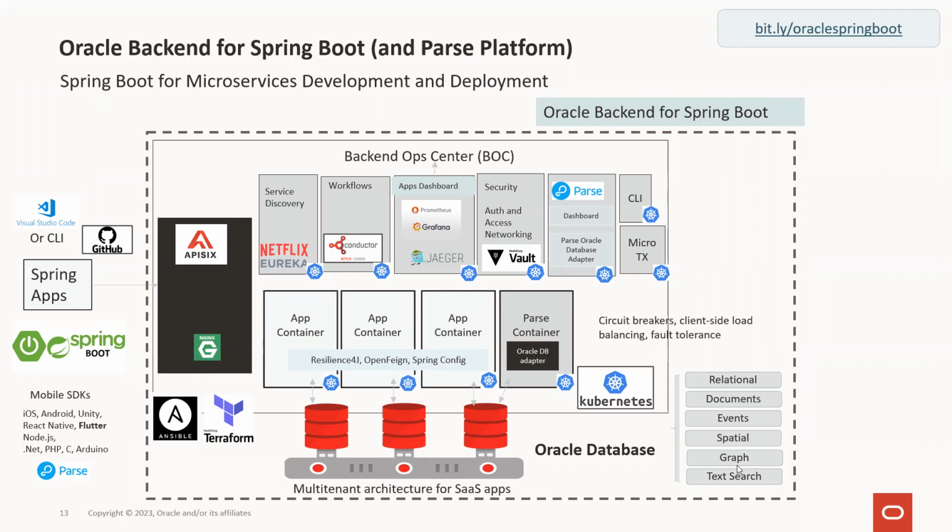Everything is obviously running on top of the Oracle Autonomous Database, which can do relational, documents, events, spatial, graph, and text search. We promote the PDB type of model: the database itself is running there, and then you have the PDBs running, and in an ideal world, each application has its own PDB. On the left-hand side, the big black box is the gateway, so we can expose our applications to the internet if we need to. We also have the Visual Studio Code extension, or the CLI, to be able to deploy the applications. Applications are obviously written in Spring Boot. The mobile app SDKs are there for iOS, Android, and Flutter, which we're going to talk about a bit more, and it all runs on the Parse platform.